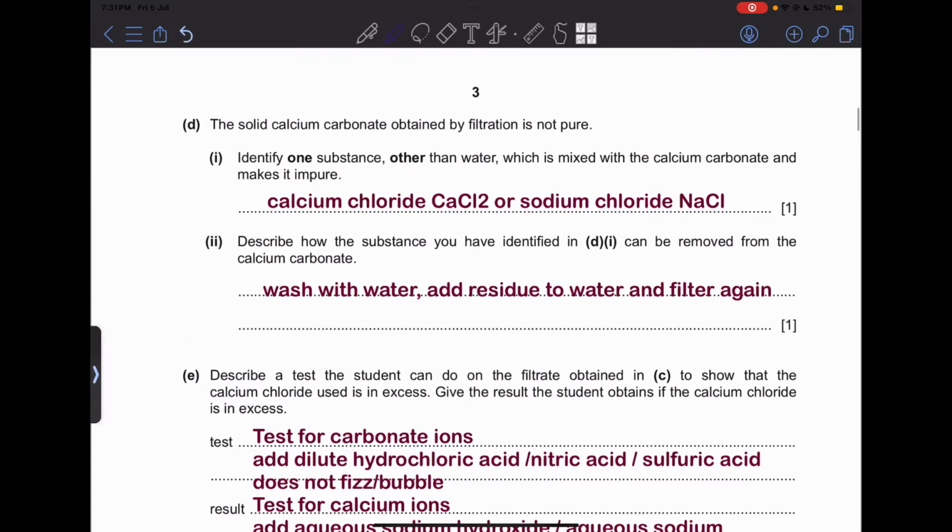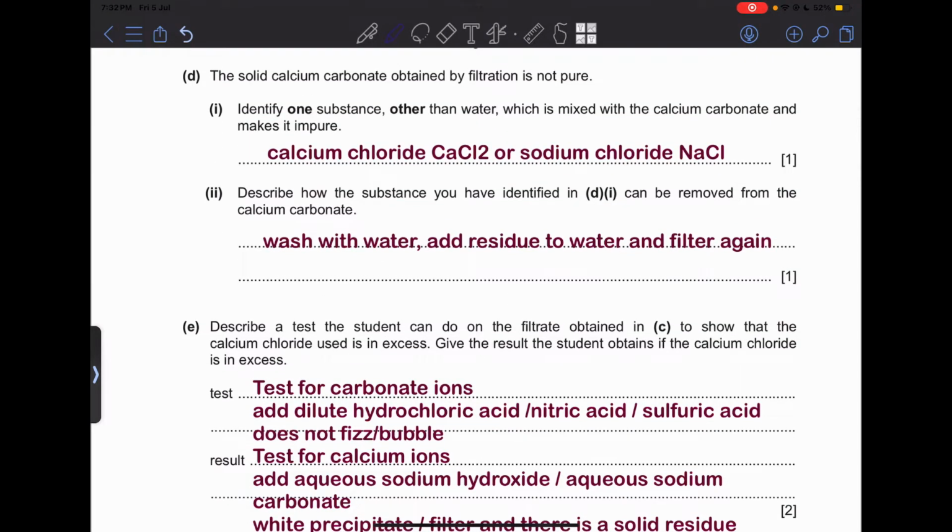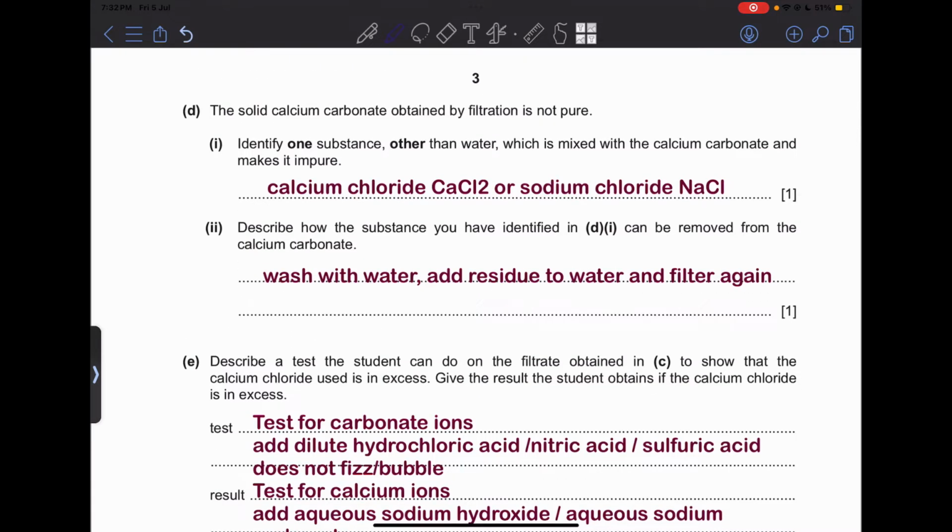D says the solid calcium carbonate obtained by filtration is not pure. Identify one substance other than water which is mixed with calcium carbonate and makes it impure. Calcium chloride, which is CaCl2, or sodium chloride. So you can write it down either in word form, or in chemical form like that.